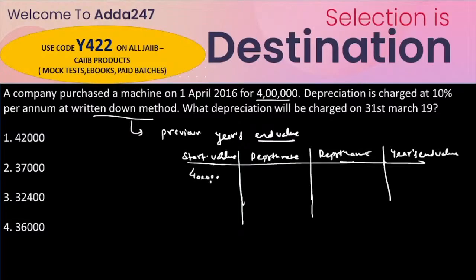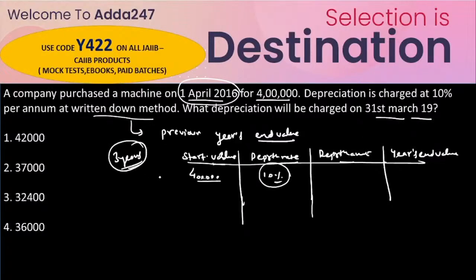And the depreciation rate, which is the same for every year, is 10%. The important thing here is that the machine was purchased on 1 April 2016, and we have to calculate the depreciation for 31st March 19. So how many years is this? That is 3 years. That means we have to calculate the depreciation amount for the third year.